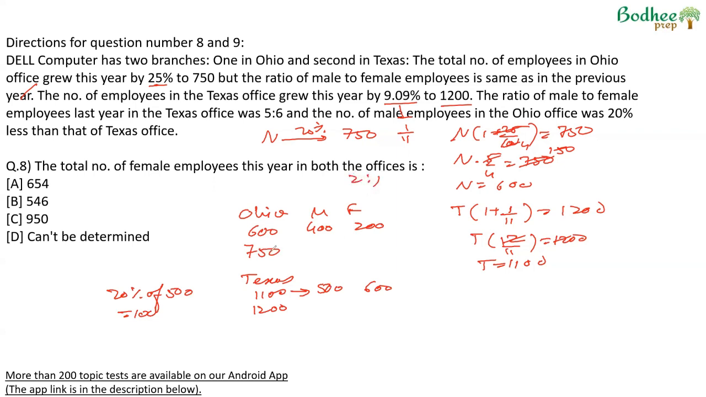That will be the same ratio for 750 as well. 2 is to 1 means 2/3 male, which is 2/3 of 750, which will be 500. So 500 males, 250 females. Ratio 2 is to 1. Because the question said in Ohio, the ratio of males and females was the same in both the years. The same is not mentioned for the ratio in Texas.